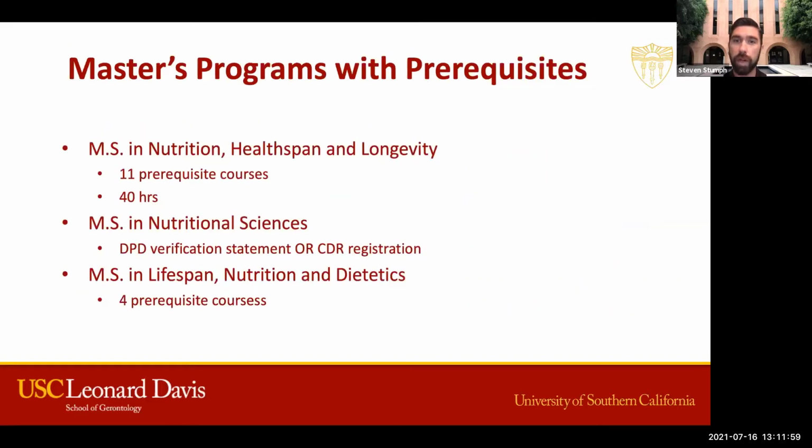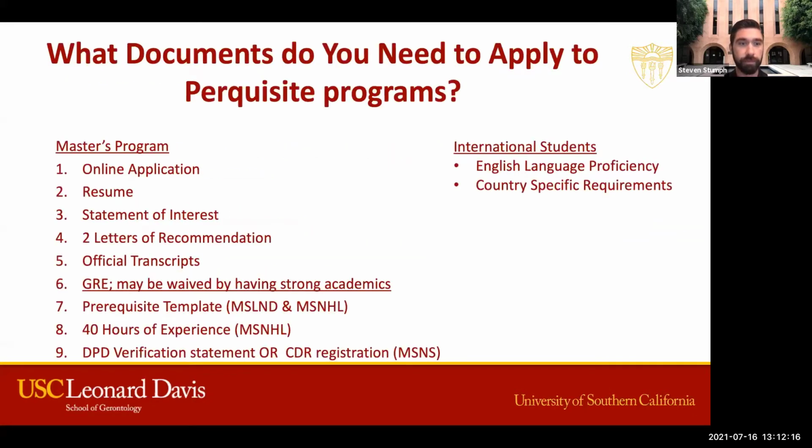Now I would like to move on to our master's programs that have prerequisites. That includes our MS in Nutrition, Health Span, and Longevity, our MS in Nutritional Sciences, and our MS in Lifespan Nutrition and Dietetics. So let's go over each prerequisite for the program specifically. You'll be required to submit all of those documents that I just discussed in addition to the prerequisites.